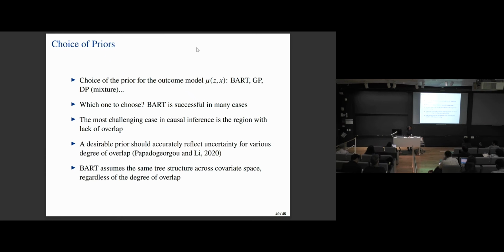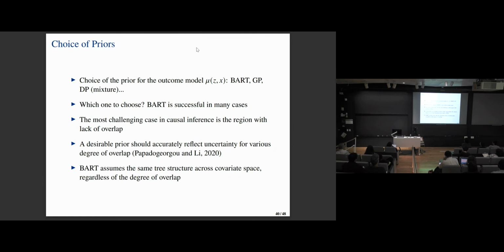Okay, so then in Bayesian you have this additional tool of incorporating information from the priors as well as from the data to help you. This is a double-edged sword. On one hand, an informative prior can give you a lot of extra power that the frequentist approach cannot achieve. On the other hand, you have this additional task: you need to make a good prior. So which one to choose? A lot of people say BART, because BART indeed is very successful in many cases.